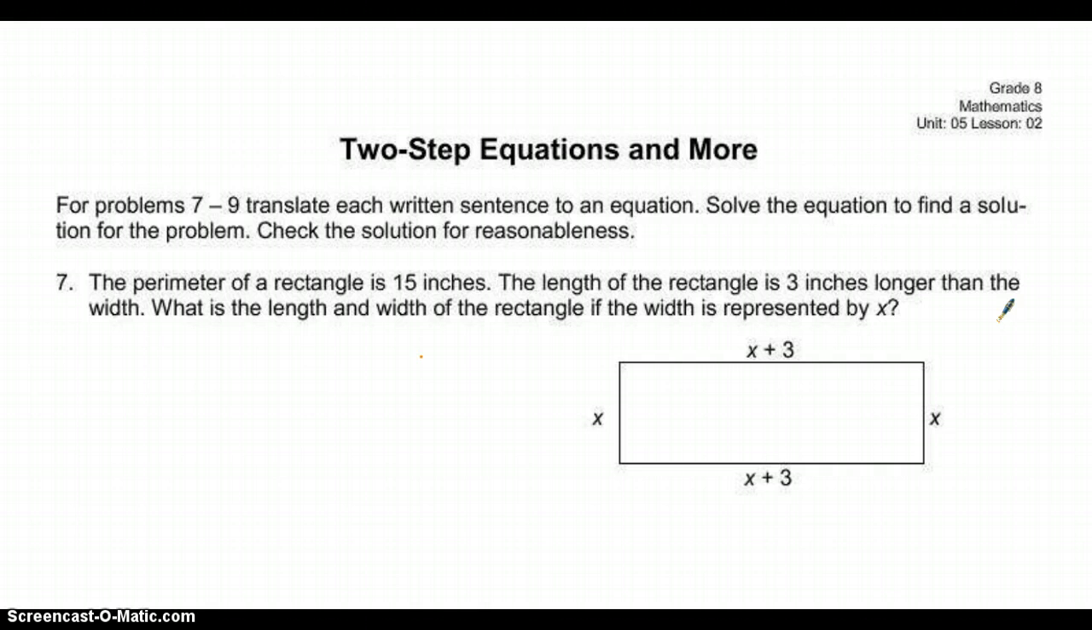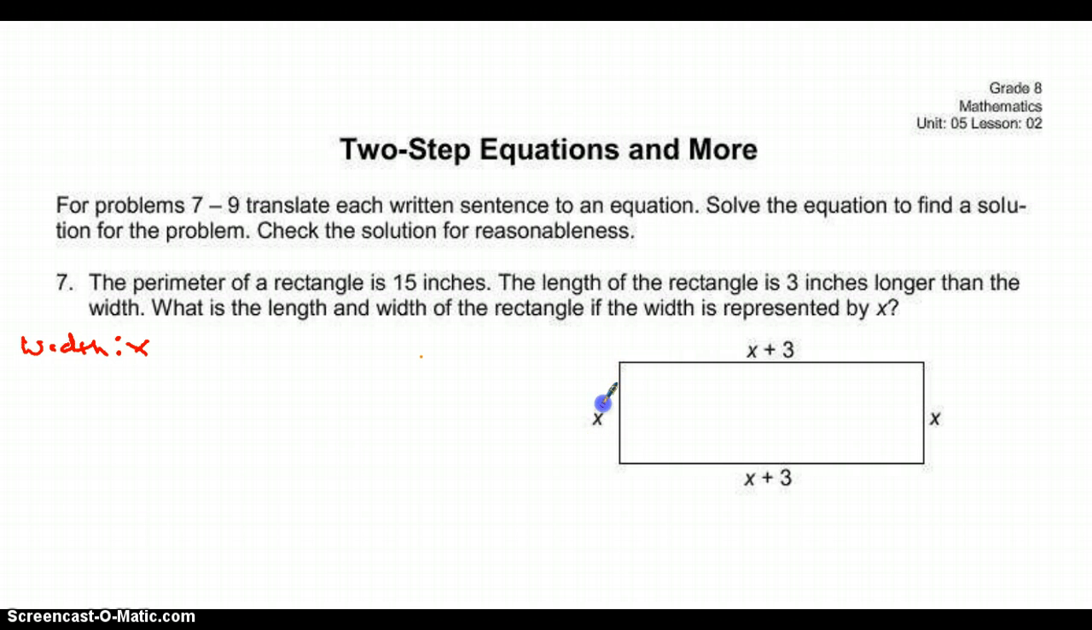The perimeter of a rectangle is 15 inches. The length of the rectangle is 3 inches longer than its width. So what is the length and width of this rectangle if the width is represented by x? So here's what we have to think about. Let's try a different color. We have to think about our width, and they say the width is x.